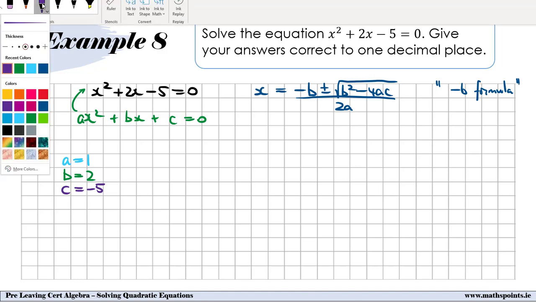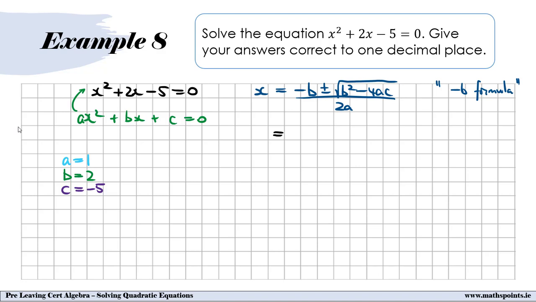So what I'm going to do first of all, just to highlight with the colors where we're subbing the numbers, I'm going to write down the formula again. So x is equal to, now minus, I'm going to leave a bracket here where I'm going to sub in the b, and remember b is going to be the 2, plus or minus, then I'm going to have my square root sign, and I have b squared, so I'm going to do a bracket, and in that bracket I'm going to sub in my b again, which is 2, and I'm going to square it, minus 4.